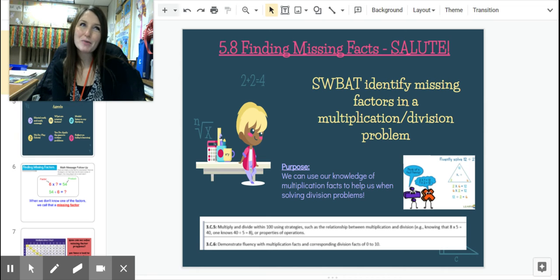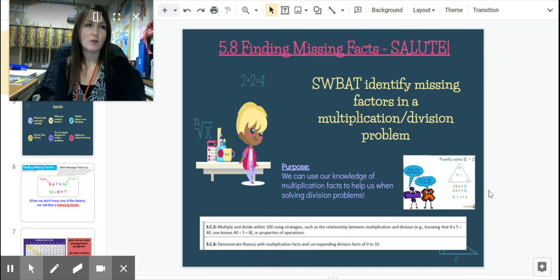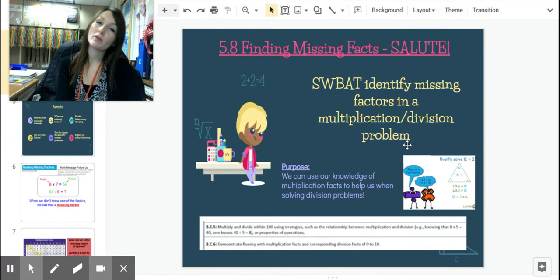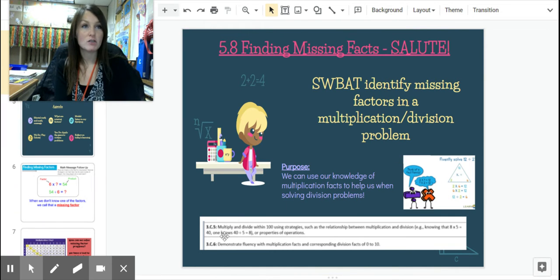All right, so today we're going to be working on 5.8, finding missing factors while playing the game Salute. Okay, this is going to help us with our multiplication and division facts. We want to become fluent in both of them, and by practicing these missing factors, it's going to help us with multiplication and division, which is what our standards ask us to do. Okay, demonstrate fluency with multiplication, and then those corresponding division facts.